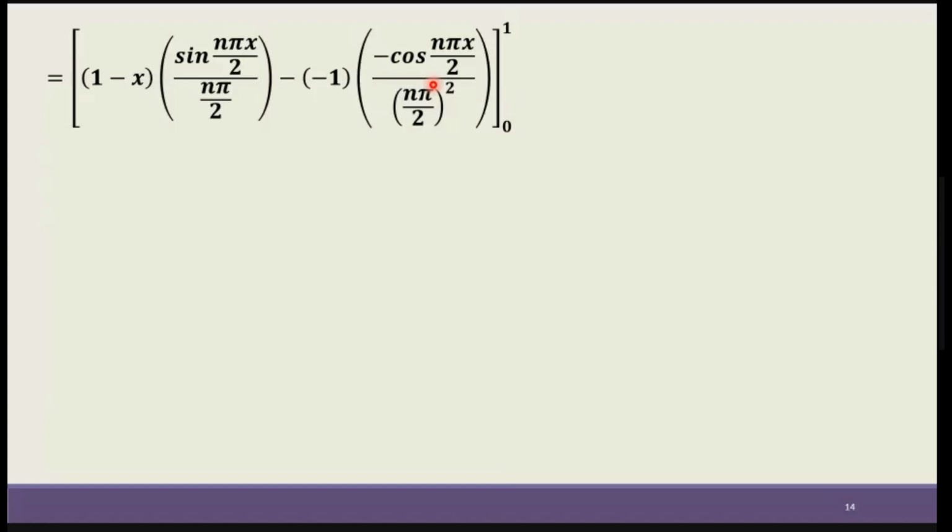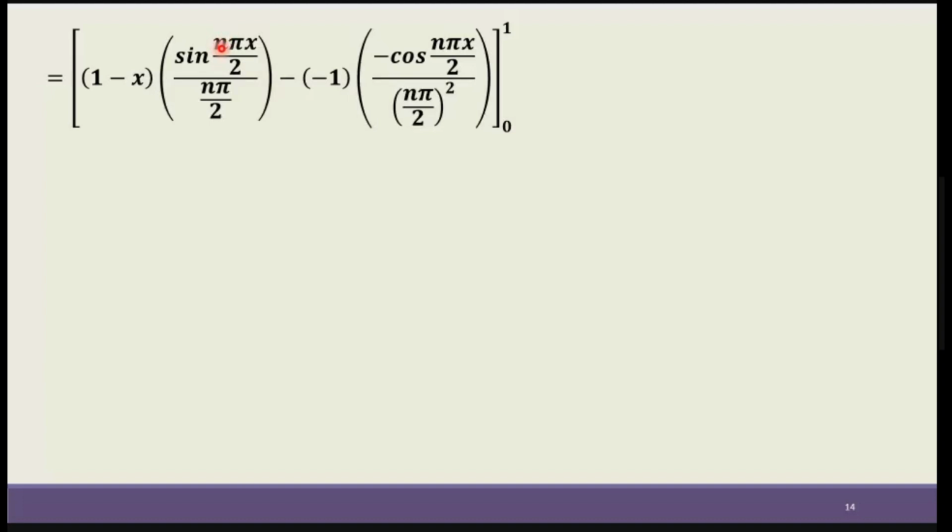When we put x is equal to 2, x is equal to 1, what is the value of sine n pi by 2? Okay, or we can say this term becomes 0 because 1 minus 1 is 0. The first term is 0. N pi by 2 is not 1. As we have done the previous problem also, n pi by 2 value will depend upon n.